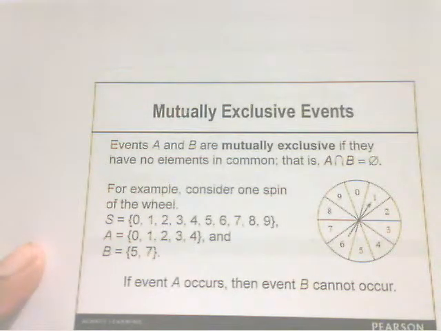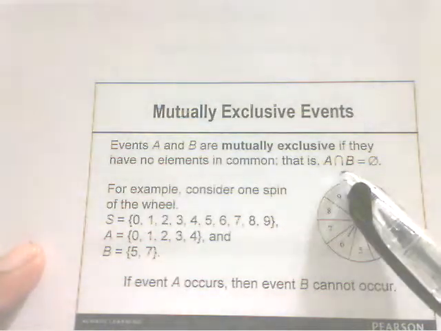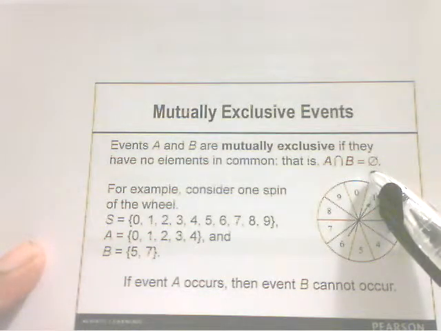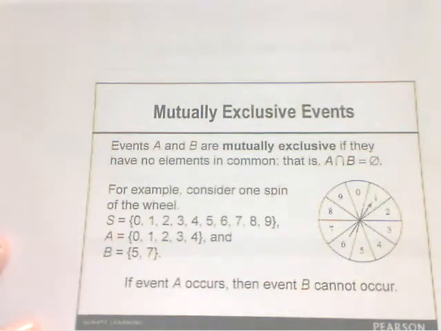All right, now let's look at mutually exclusive events. Events A and B are mutually exclusive if they have no elements in common. In other words, the intersection of events A and B must be the empty set. In other words, event A and event B have nothing in common.